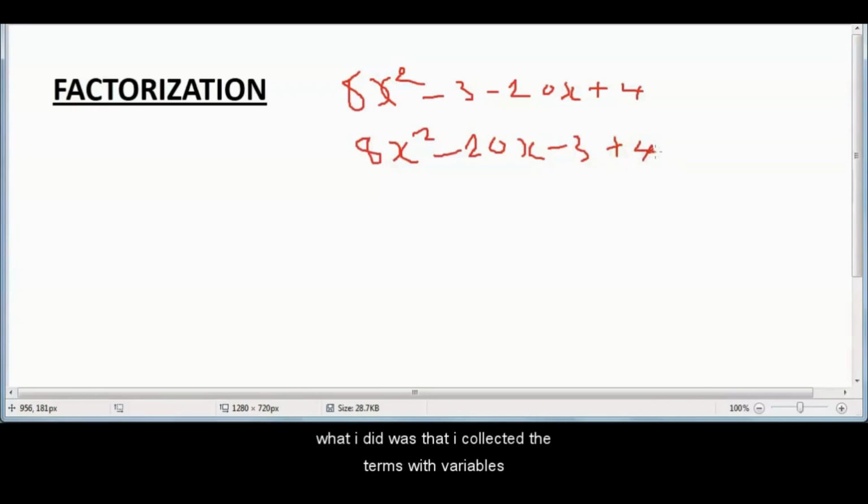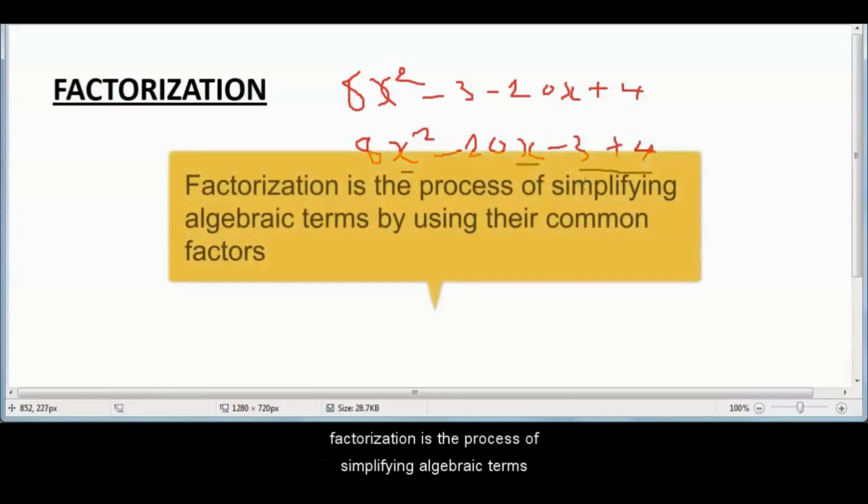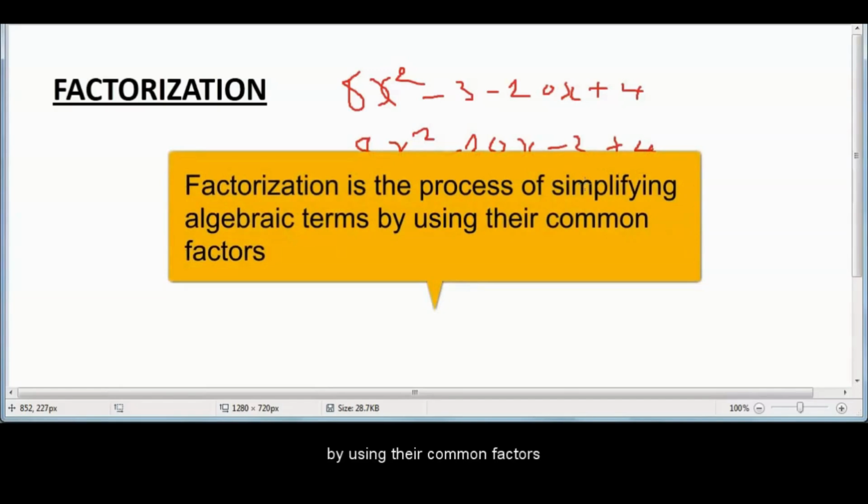What I did was that I collected the terms with variables, x and x in this case, on the one side and constants on the other side. But grouping by like term is not enough to simplify or reduce a long and complex expression. It should be followed by factorization. Factorization is the process of simplifying algebraic terms by using their common factors.